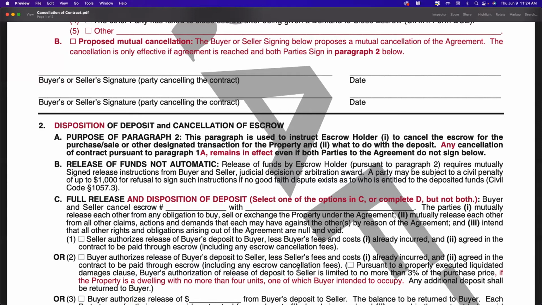If the court or the mediator or the arbitrator finds that there was no good faith reason for the buyer to not release their deposit to the seller when they were supposed to, they could enforce an additional $1,000 civil penalty on top of the money being released. So not only would the buyer lose their deposit, but they may have to come out of their pocket $1,000 on top of it because they weren't following the terms of the contract. So that's what that means.